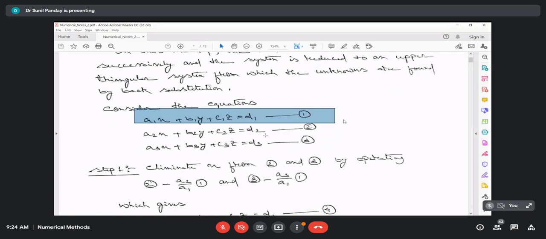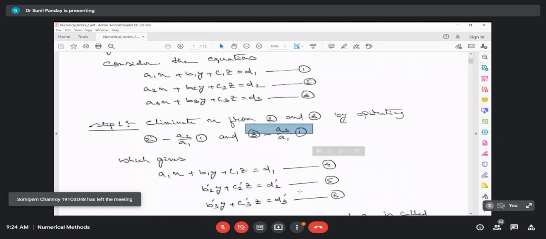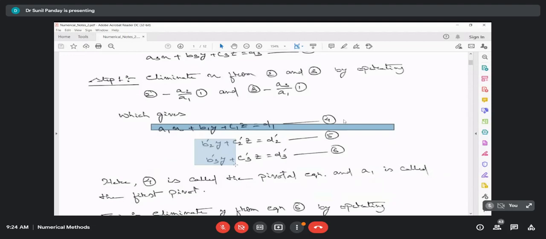So in this case, if you remember your Gauss elimination method, what we do is eliminate x from the first two equations by removing the first coefficient like this, and then equation 2 minus a2 upon a1 into equation 1, and equation 3 minus a3 upon a1 into equation 1, and this will give us this equation. And later we will remove this also.